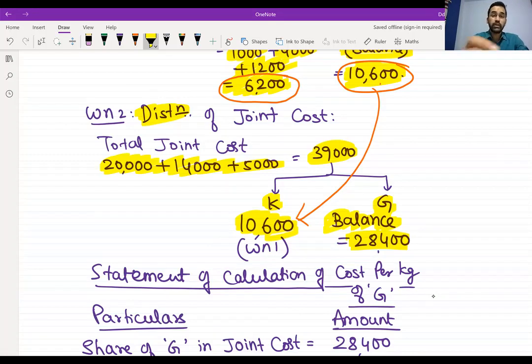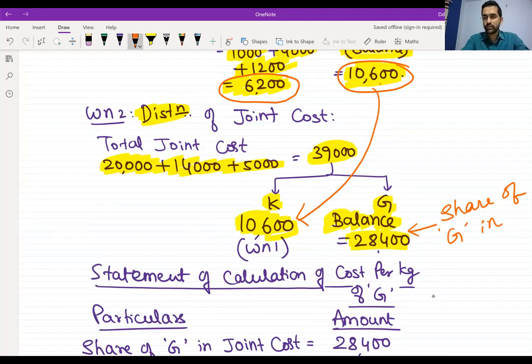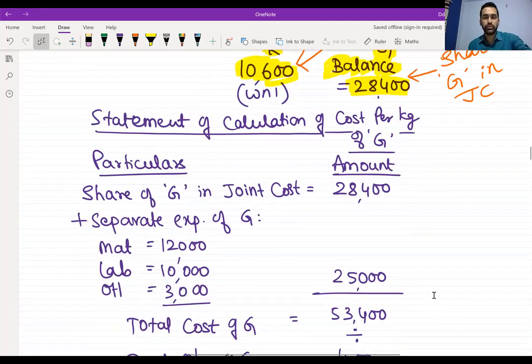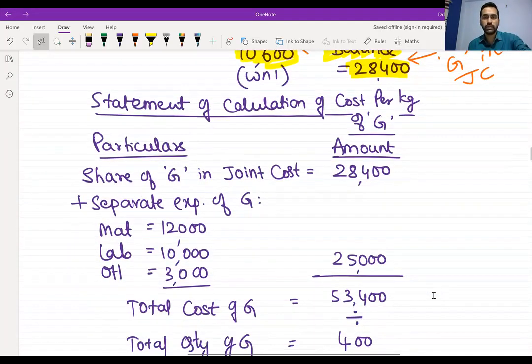Right. Now tell me, what is the meaning of this number 28,400? Share of G in joint cost, correct. But what is asked in the question? They asked you to calculate cost per kg of G. Now when they use the word cost, it is not only joint cost, it is total cost. Total cost means joint cost of G plus separate cost of G. Correct. Now the main answer, statement of calculation of cost per kg.